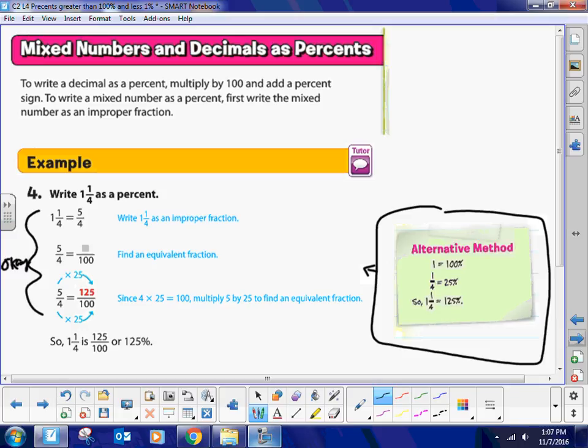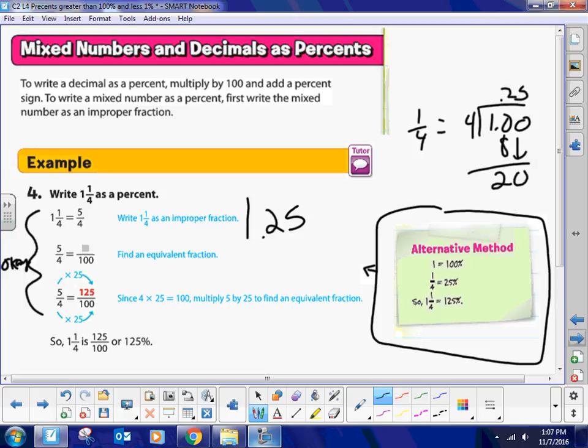If you don't like that, keep the 1, right? Keep the 1 and then just take a quarter. 1/4. See how they do it here? This is actually equal 4 divided into 1. So that equals 0.25. That's how I would have done that. And then to turn this into a percent, move it over 2 spaces. So this is 125%. Okay?